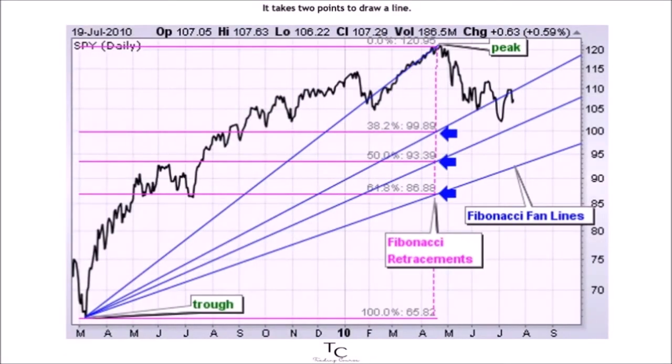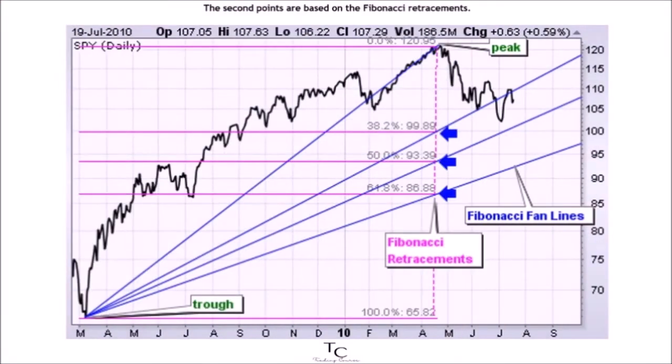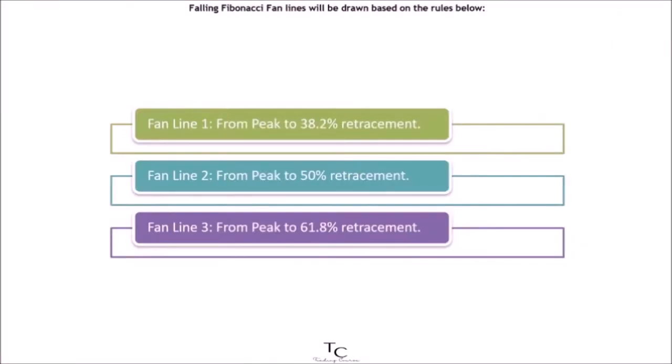It takes 2 points to draw a line. The first point for each fan line is based on the low. The second points are based on the Fibonacci retracements. Notice how the Fibonacci fan lines start from the trough and pass through these Fibonacci retracements, shown by blue arrows.